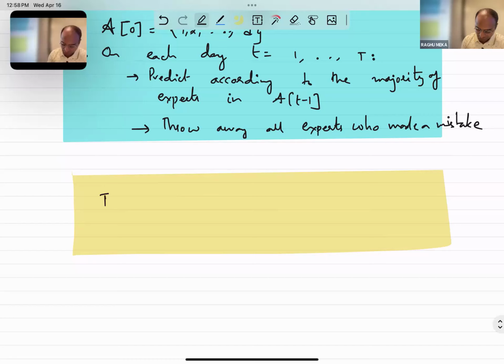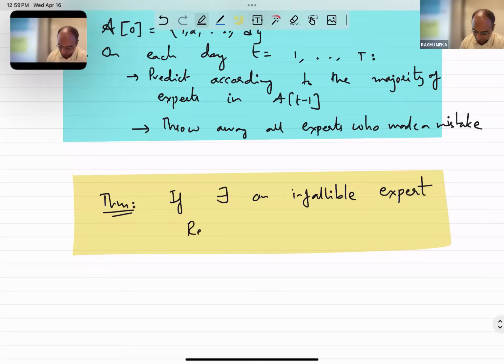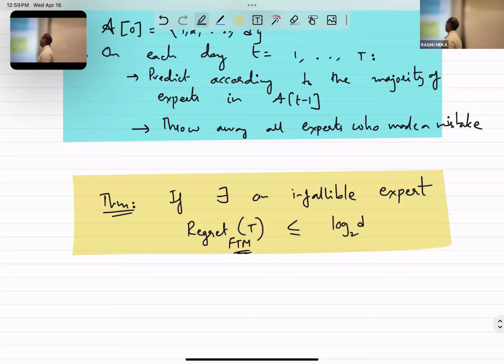Okay. So a simple theorem that we can show is that if there exists an infallible expert, the regret of the follow the majority algorithm is at most log base 2 of the total number of experts. So if you have 1,000 experts, it's going to be log base 2 of 1,000, which is basically like 9 or 10.